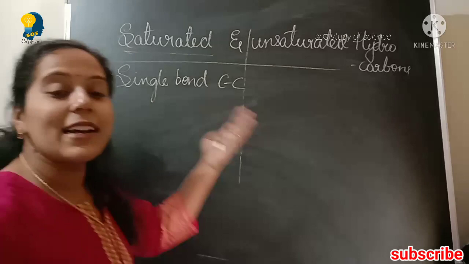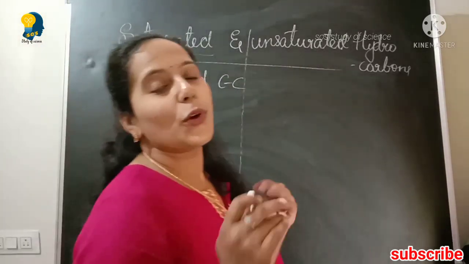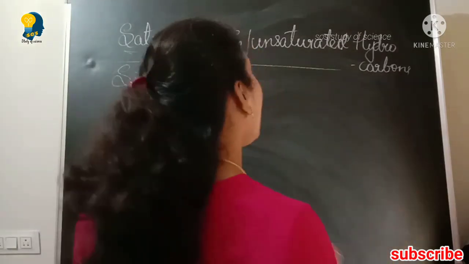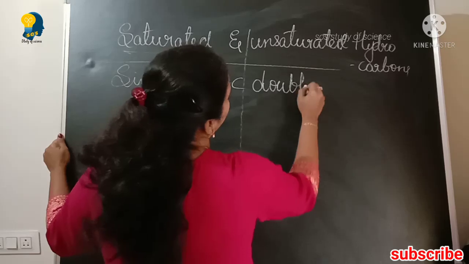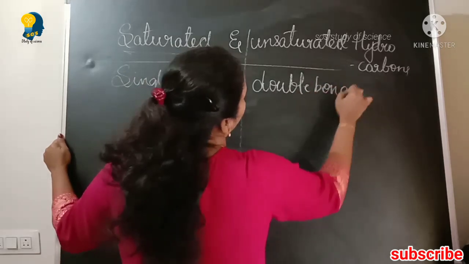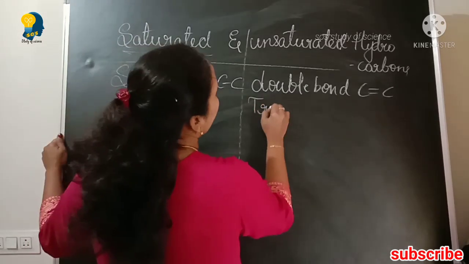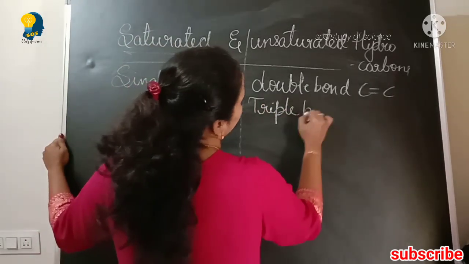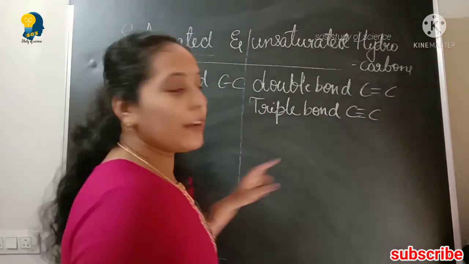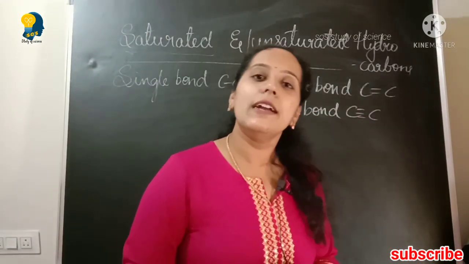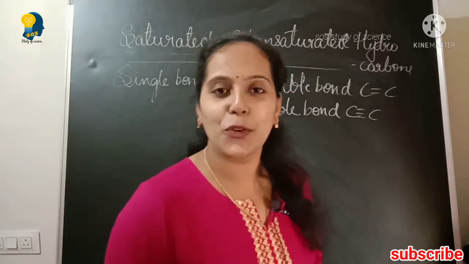What about unsaturated? Unsaturated hydrocarbons are also a group of hydrocarbons, but they have either a double bond between the carbon and carbon atoms, or a triple bond between the carbon and carbon atoms. Either they have a double bond or they have a triple bond. Very easy to remember.